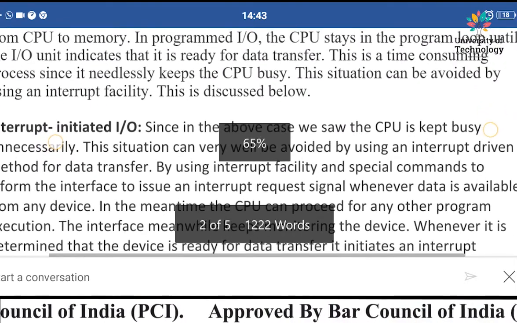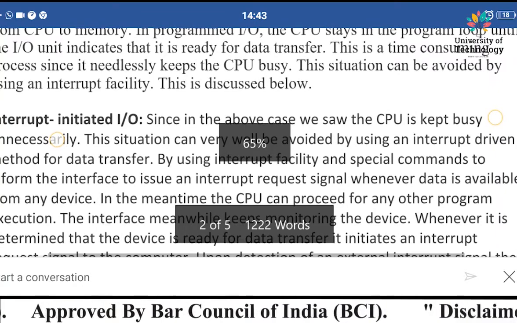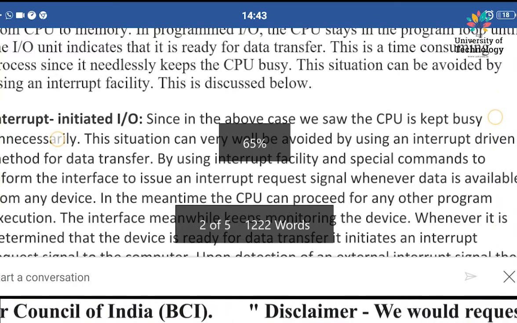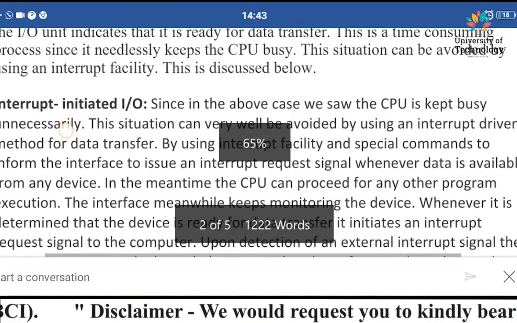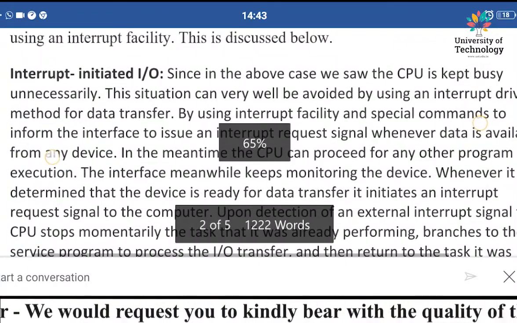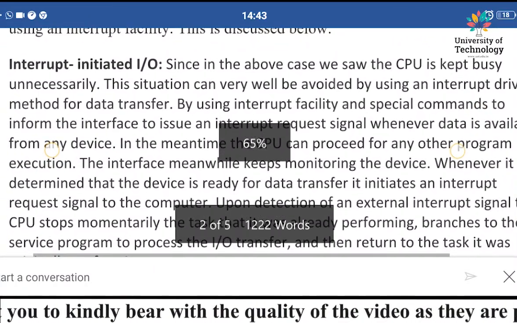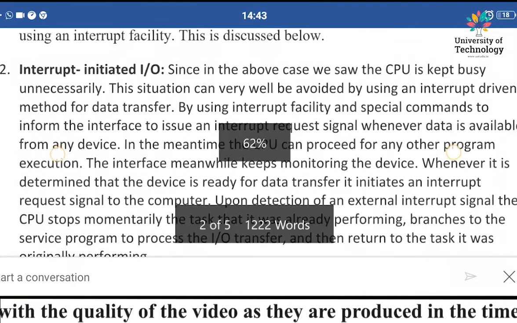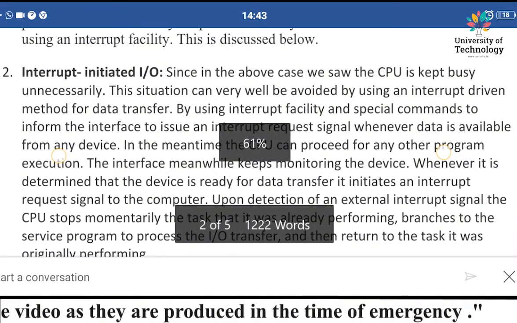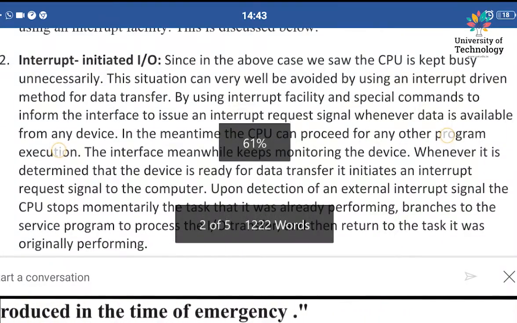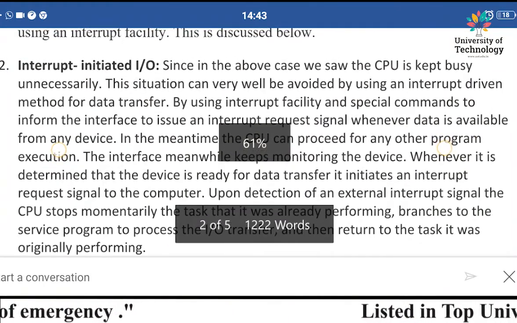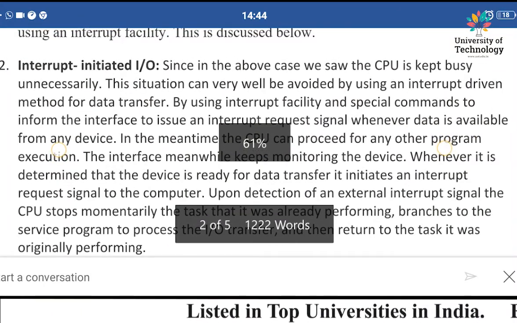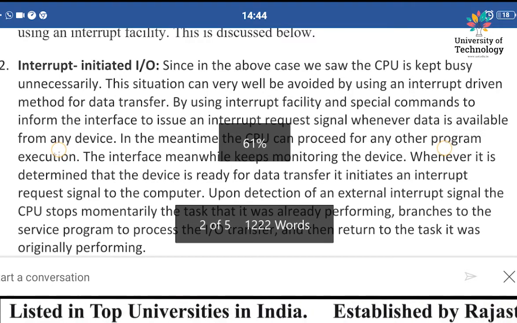So now the entry of interrupts comes. What exactly are interrupts? Here the entry of interrupt comes, and what actually the interrupts do, we are going to discuss. Now what is interrupt initiated input output? Since in the above cases we saw that a CPU is kept busy unnecessarily. We know that until it's ready, the loop will keep on moving and check whether it's ready or not. So CPU is very busy.